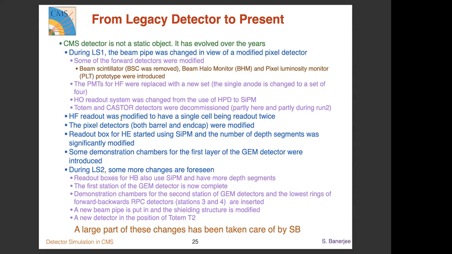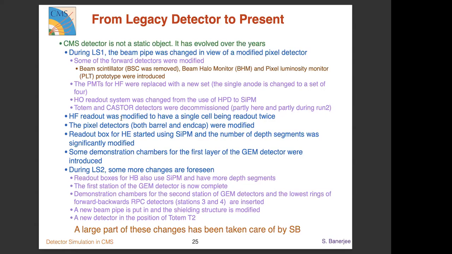We had some of the beam scintillators removed. The beam halo monitors and pixel luminosity monitors were introduced. Then the PMTs of HF were replaced with a new set. The HO readout system was changed from the use of HPDs to SiPMs. And the TOTEM and CASTOR detectors were decommissioned, either at that time or partly during the Run 2 period. So this was the activity during LS1.